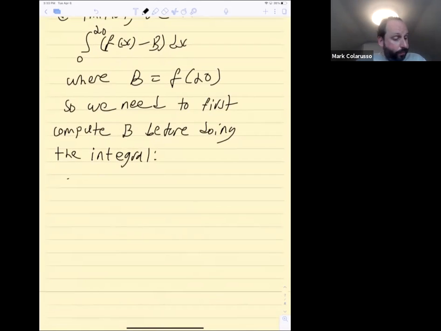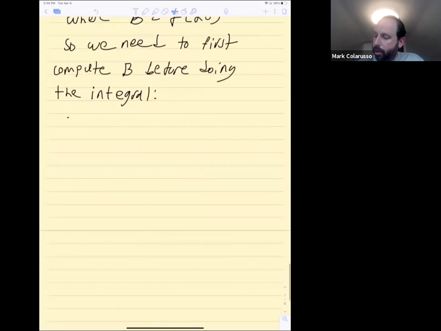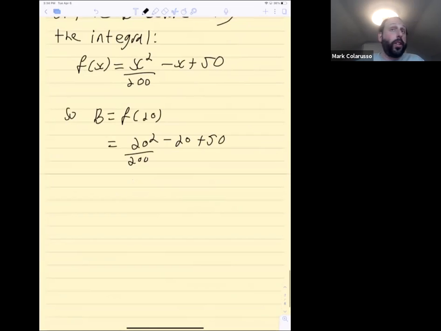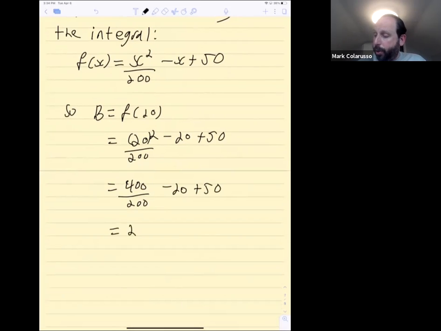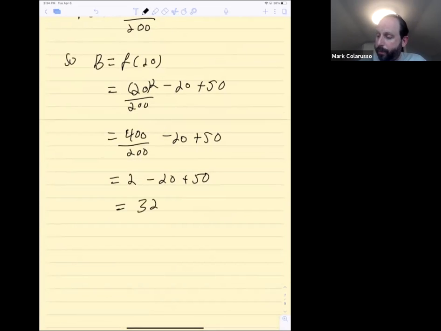Okay, so let's see. I should copy this. So b is f of 20, which is 20 squared over 200 minus 20 plus 50. 20 squared is 400, so that's 400 over 200 minus 20 plus 50. 400 over 200 is 2, so it's 2 minus 20 plus 50. That's 32.